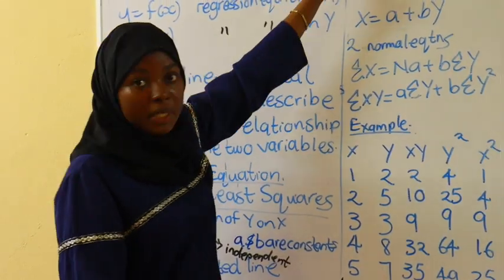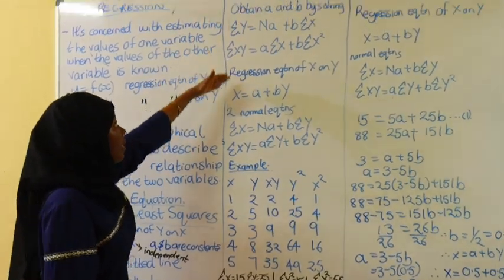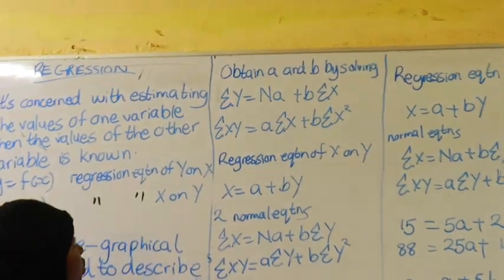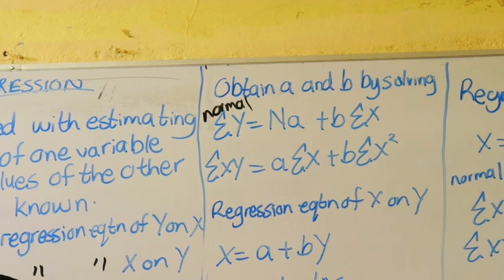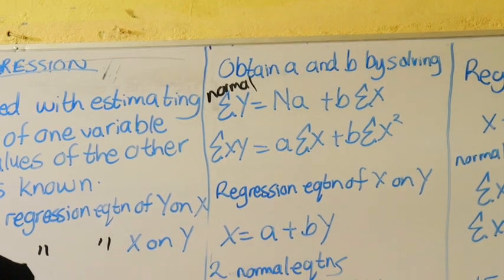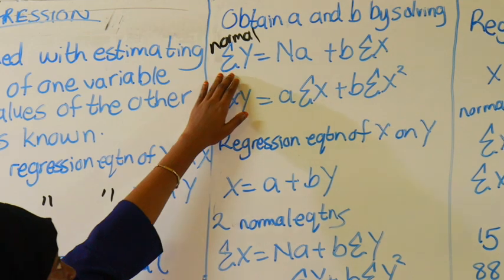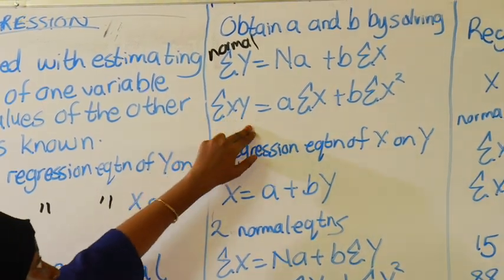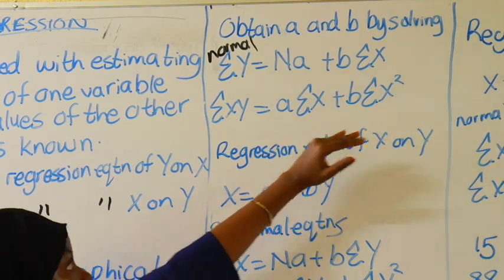And then how do you obtain the constants? The constants a and b, you obtain them by solving these two normal equations. Basically you should know them. If it is y on x, it's going to be summation of y is equal to na plus b summation of x, and summation of xy is equal to a summation of x plus b summation of x squared.